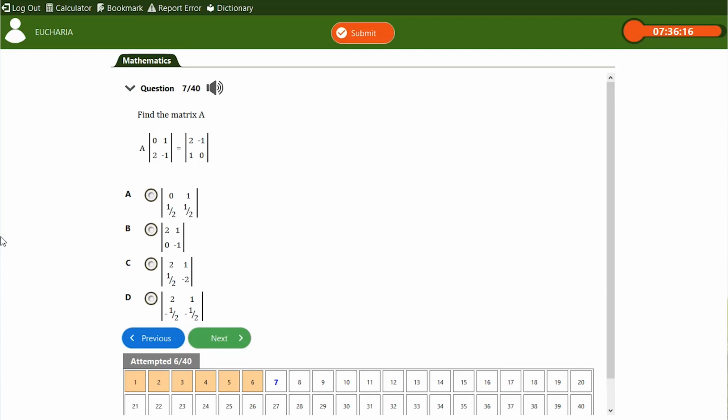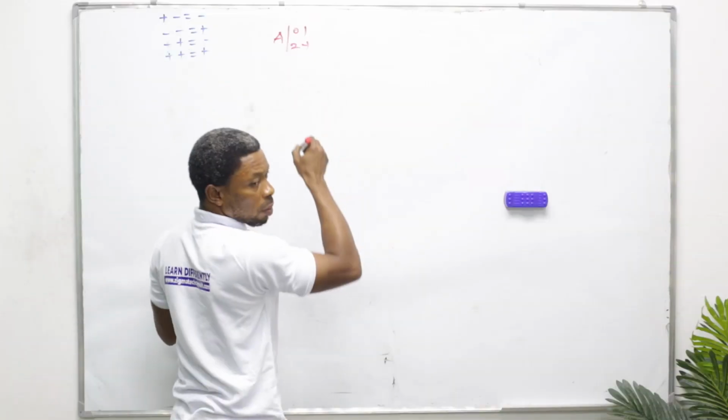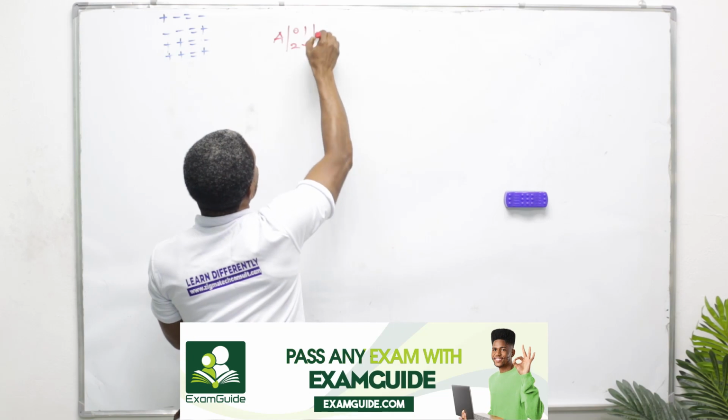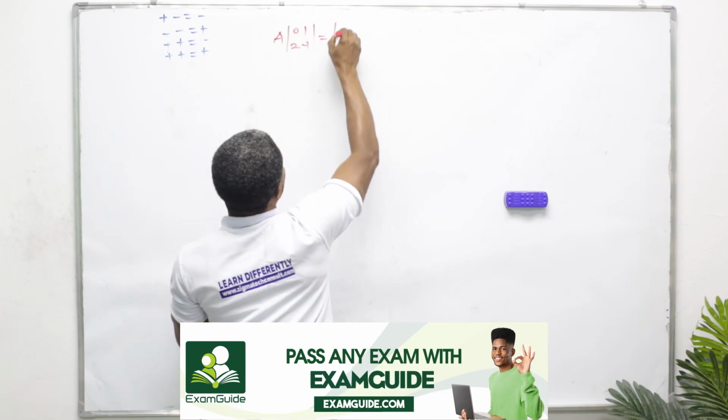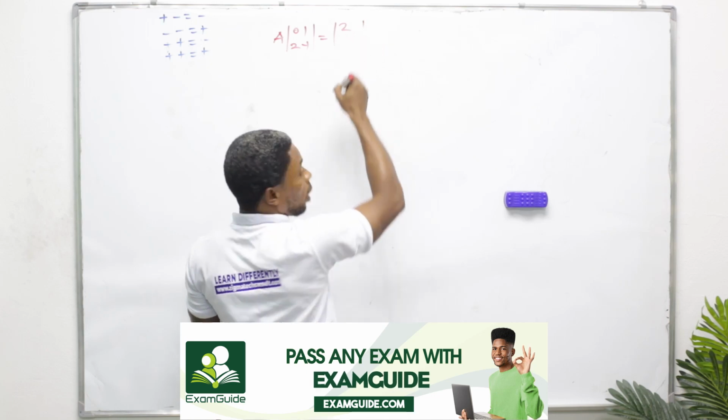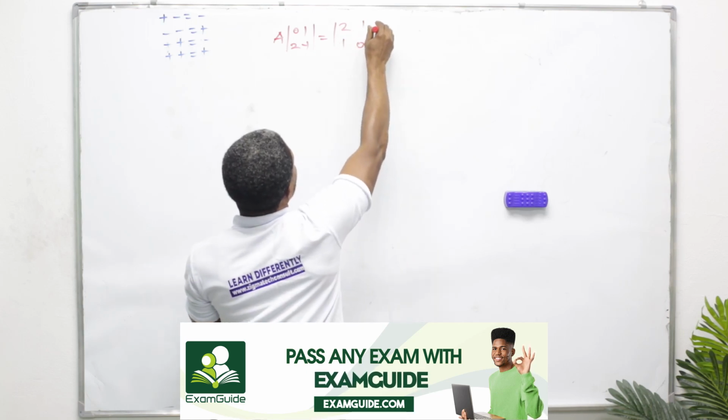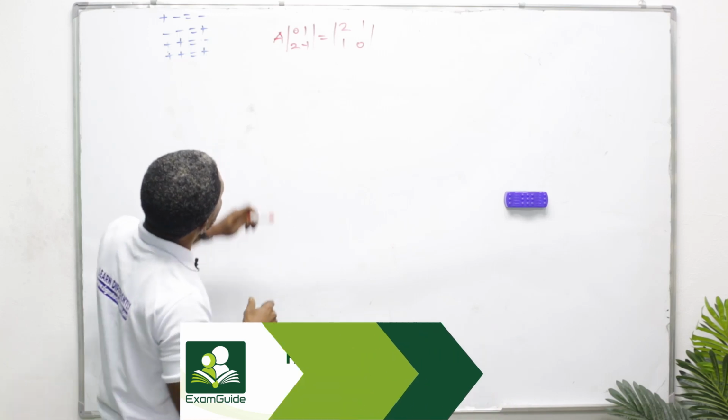Okay. We have this question before us. This one is matrix. Either addition of matrices, subtraction, and multiplication. But from what I have here, I have A, 0, 1, 2, minus 1 to be multiplied by 2, 1, 1, 0. And we are asked to find the matrix A.